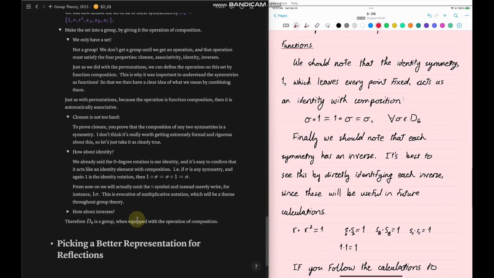We should note that the identity symmetry 1, which leaves every point fixed, acts as an identity with composition, which means that sigma composed with 1 is 1 composed with sigma is just sigma for every sigma in D6. Finally, we should note that each symmetry has an inverse. It's best to see this by directly identifying each inverse, since these will be useful in future calculations.